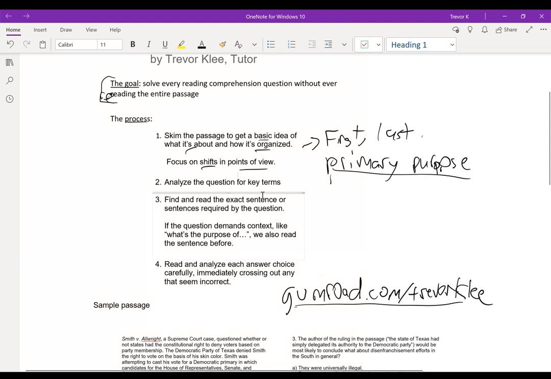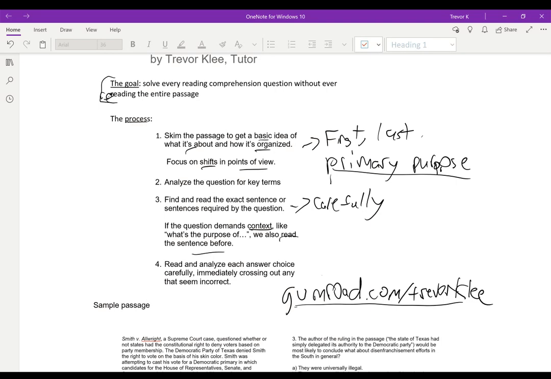Next, once we've analyzed the question for key terms, we find and read the exact sentence or sentences required by the question. This we're going to read pretty carefully because that's going to be our clue to our answer. What exactly does that sentence or sentences say? If the question demands context, so if it says something like, what is the purpose of this passage? Or, what is the purpose of the sentence? That sort of thing. We also read the sentence before for context.